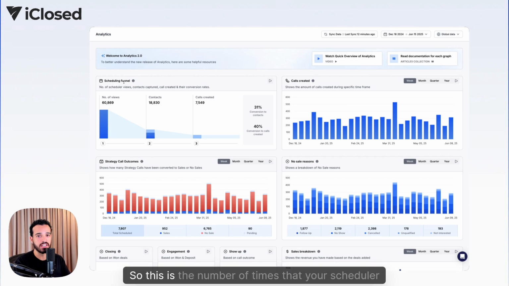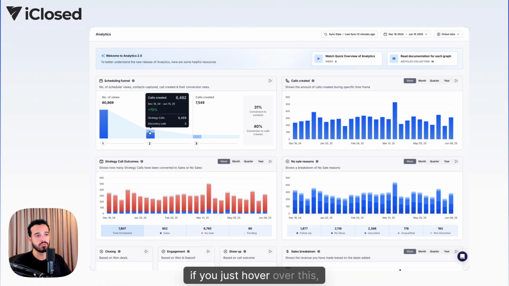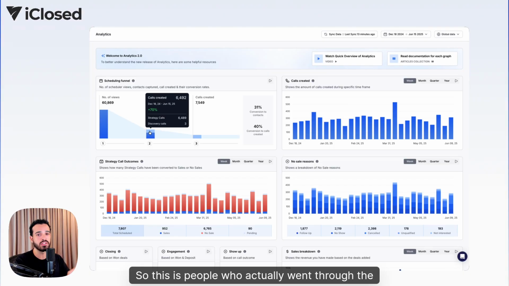So this is the number of times that your scheduler has been viewed. This is the amount of contacts that have been generated, and this is the amount of calls that have been generated. So if you look at this here, if you just hover over this, you can see that we had 6,492 calls that were booked through the scheduling funnel. Okay, so this is people who actually went through the entire form and ended up booking a call.